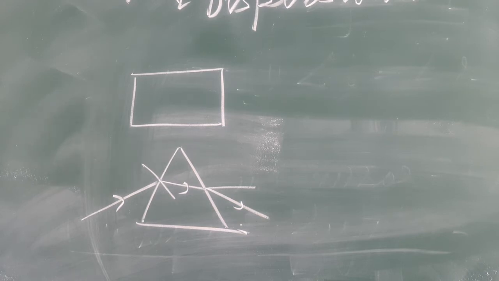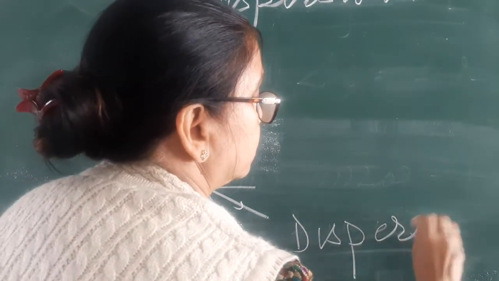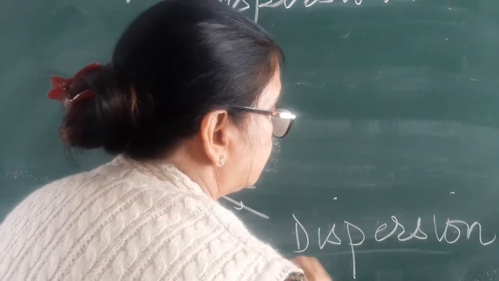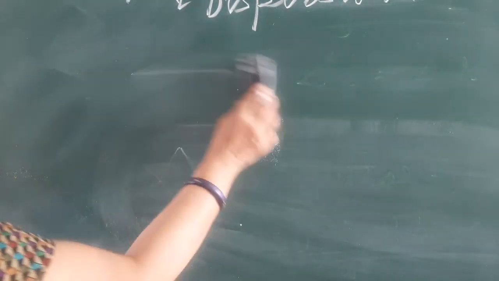Another work of the prism is that it splits white light into 7 colors, which is known as dispersion. Dispersion is the splitting of white light into 7 colors, and the band of 7 colors is known as spectrum. Clear? Now, when we talk about lenses, there are 2 types of lenses.